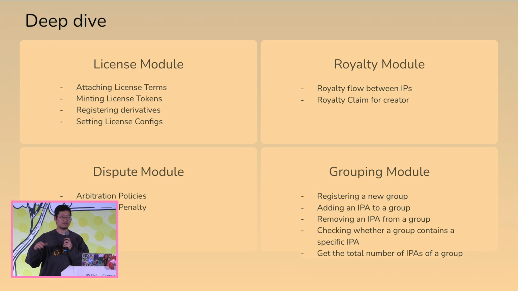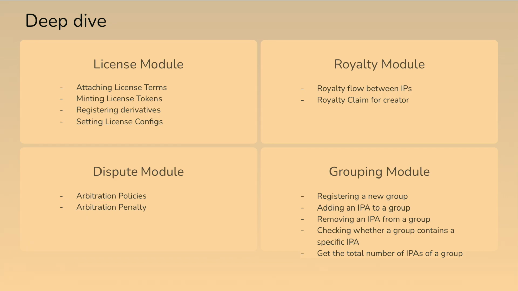So, slightly more detail on what each module is meant to be doing. The license module takes care of configuring the license template. As I mentioned, we have 3 default templates, but users can also define their own templates upon their needs. And then registering a derivative will need to go through the license flow as well, and then minting the license token and attaching the license token to an existing IP.